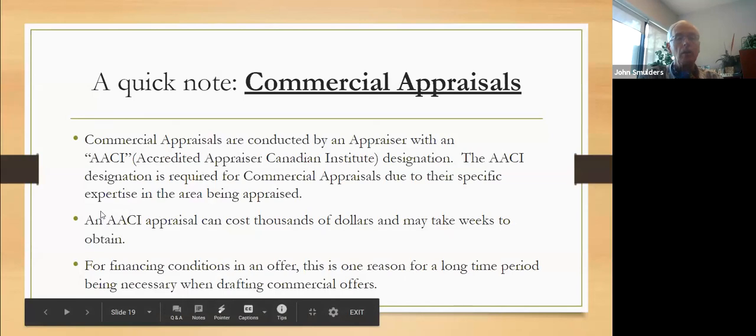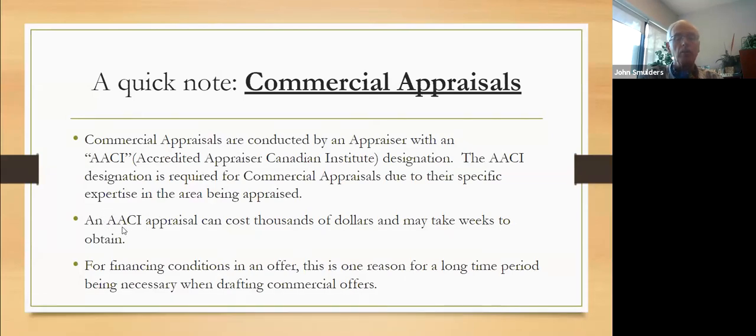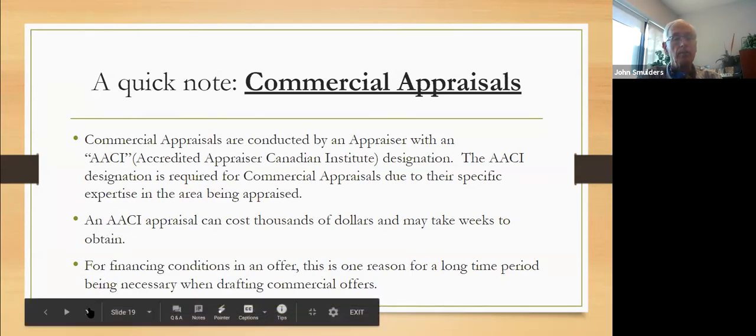AACIs are not regular residential appraisers. A residential appraiser in general right now, I think in the GTA, is $350, maybe $400, maybe $325, somewhere in there, where an AACI is definitely over $1,000, if not more, thousands and thousands of dollars.